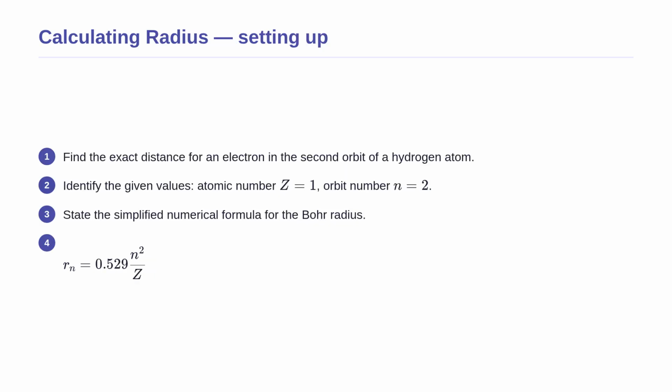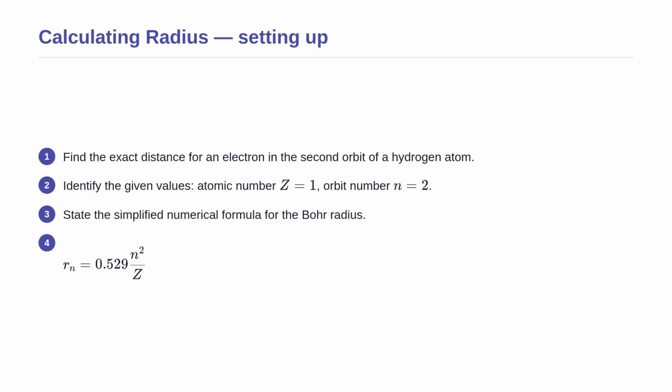Before we look at the proof, let us see this formula in action with a concrete example. Suppose we want to find the exact distance from the nucleus to the electron when it is in the second orbit of a hydrogen atom. First, we state clearly what is given.